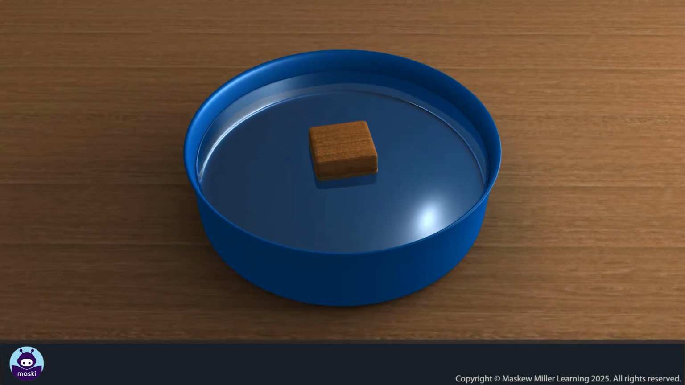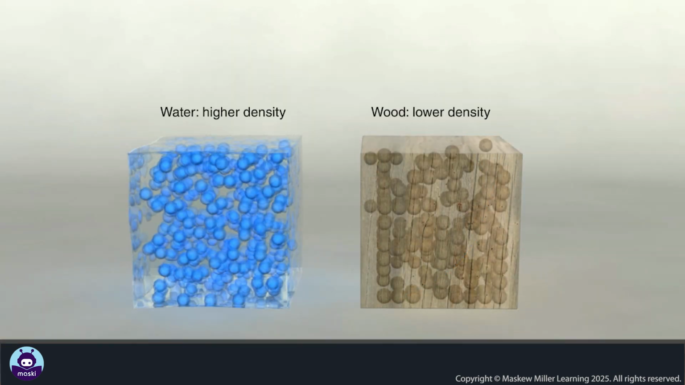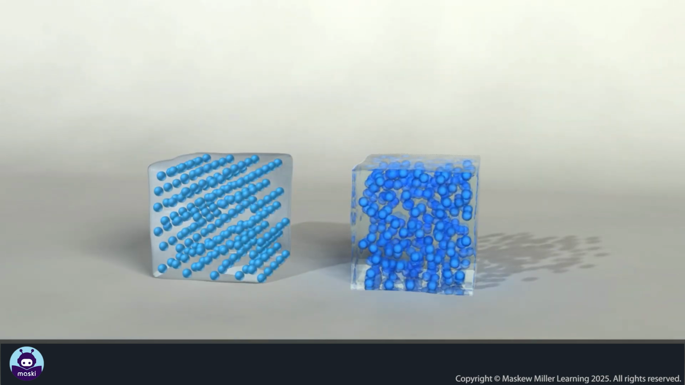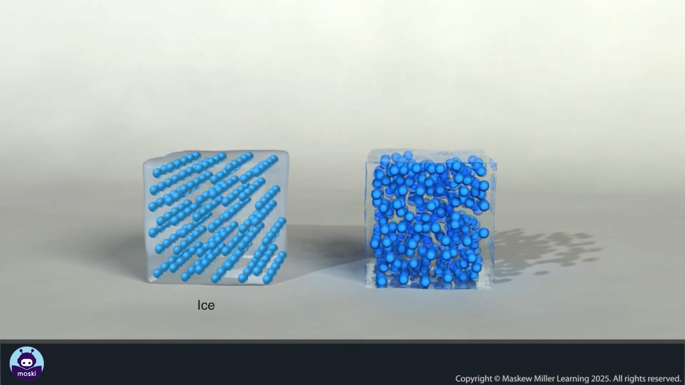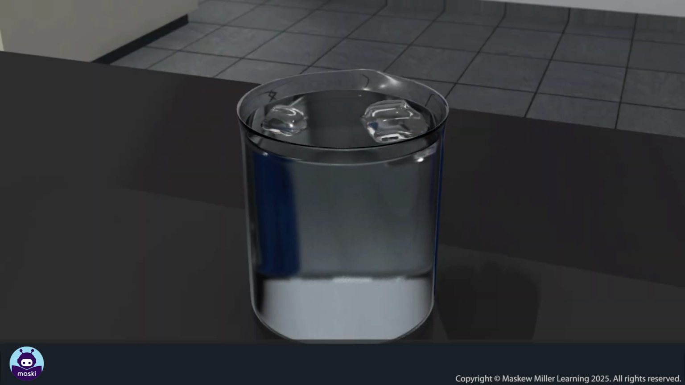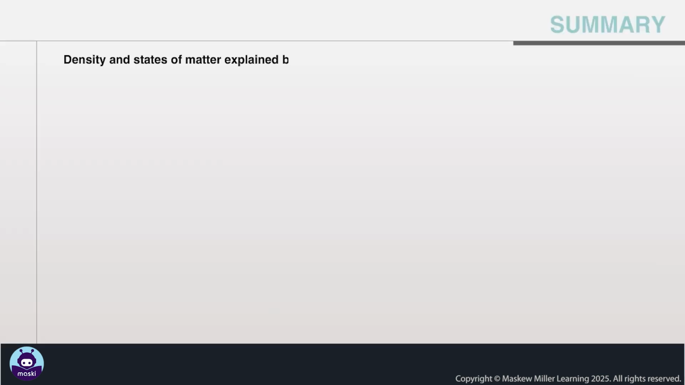Wood is a solid but floats on water, a liquid. This is because wood has a lower density than water. Water is another exception. Water in the solid state, ice, is actually less dense than water in the liquid state. Therefore, ice floats on water. What have we learnt?